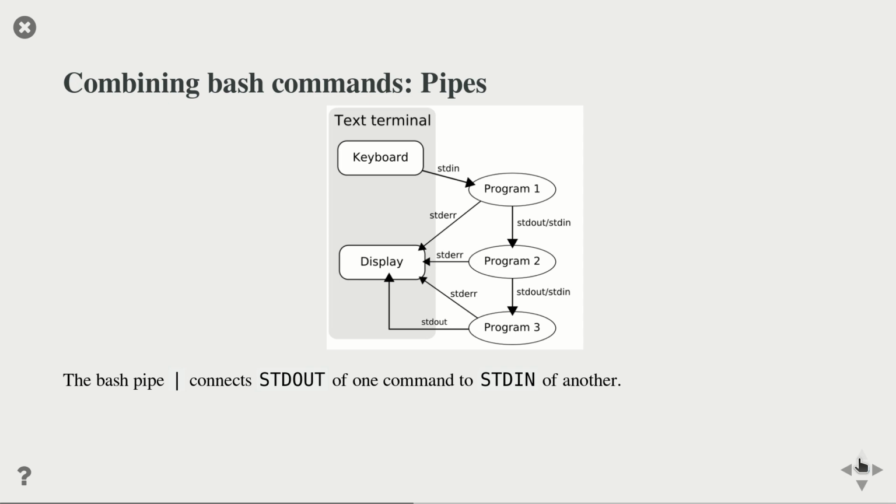If any error messages occur, one typically still wants to have them shown on the display. So we don't redirect the standard error stream. And the same thing with program 2. We connect the standard output and the standard input between program 2 and 3. But the standard error of program 3 will still be shown on the display. And also the output of the final program will be shown on display. And so the coupling here between 2 programs is done with the bash pipe. And that's simply a vertical line here. What that does is connect the standard output of one command to the standard input of another command.